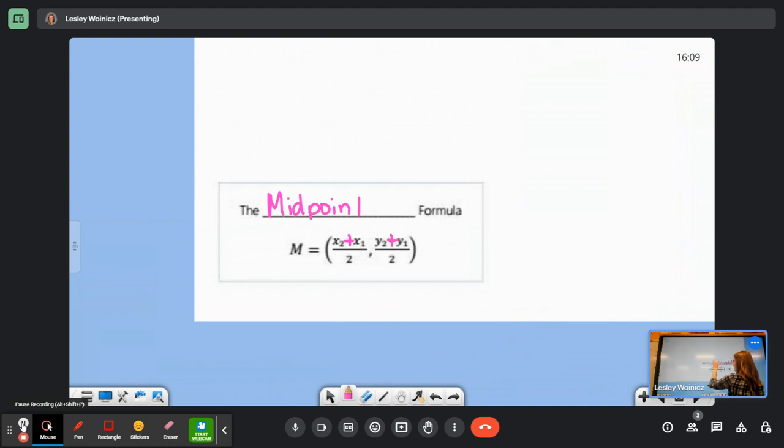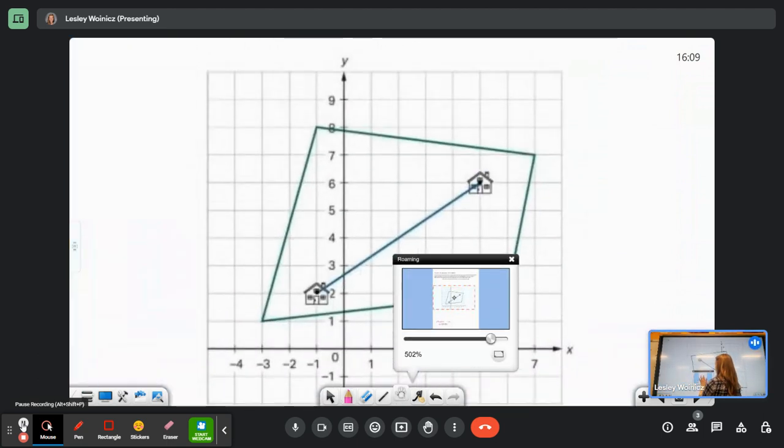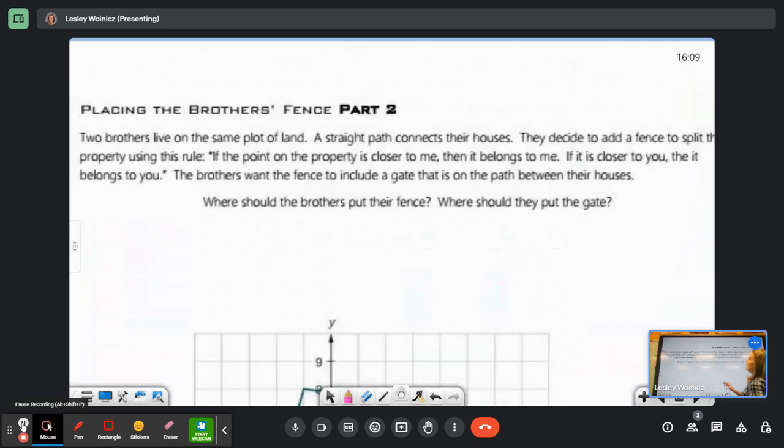Okay. So when we're doing, we have here the same situation. Okay, we've got the brothers. Okay, they've got a straight path connecting their houses. They want to have a fence that splits their property using this rule. If the point on the property is closer to me, it belongs to me. If it's closer to you, it belongs to you. They want a gate. Okay, so without using our straight edge and compass, how are we going to figure out where to put the fence and the gate?